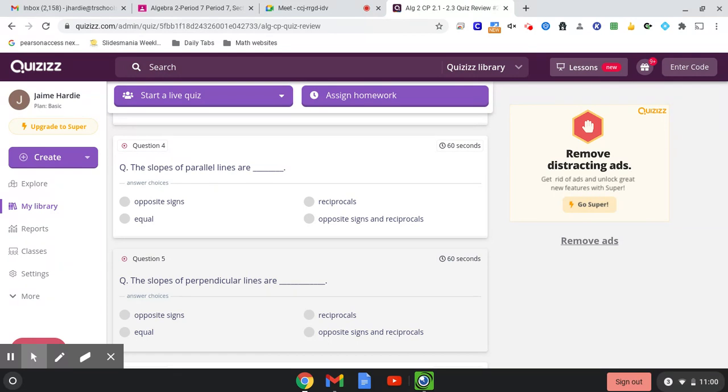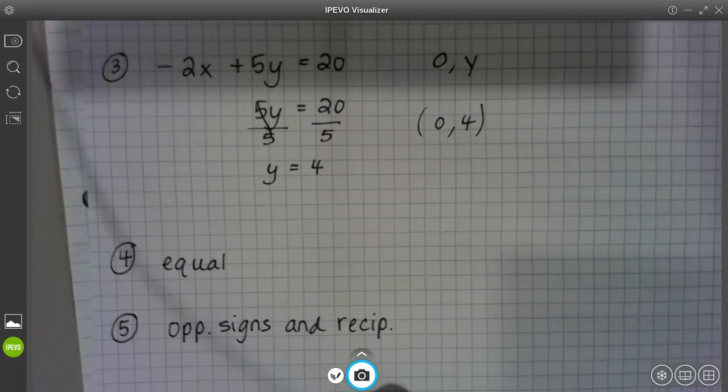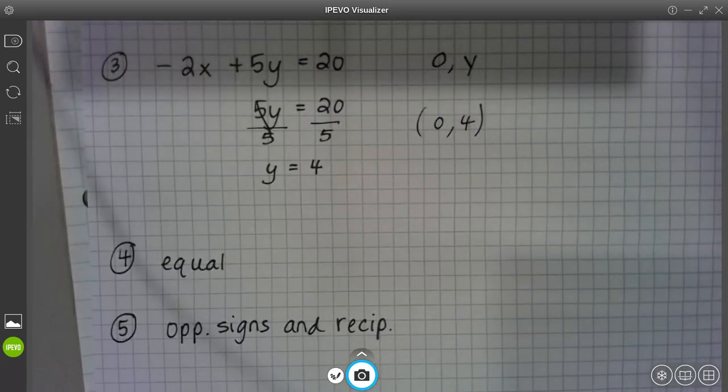All right, let's go on to the next questions. I'm just writing it on our list in case anybody likes to see that. I just abbreviated to make it short. So if you are keeping track, question number 4 was equal, and question number 5 was opposite signs and reciprocals. Those were the answers to questions 4 and 5. They were multiple choice, just select them. Okay, let's go to question number 6.